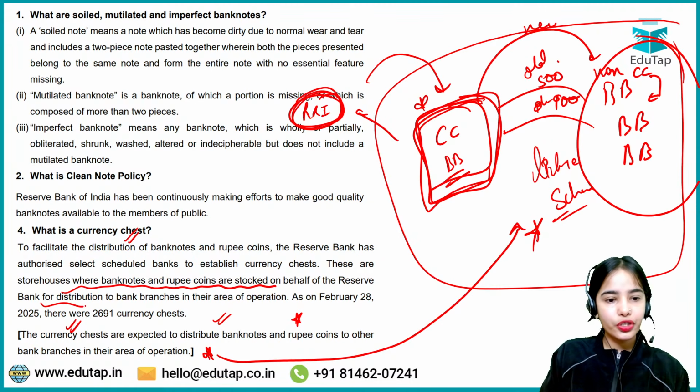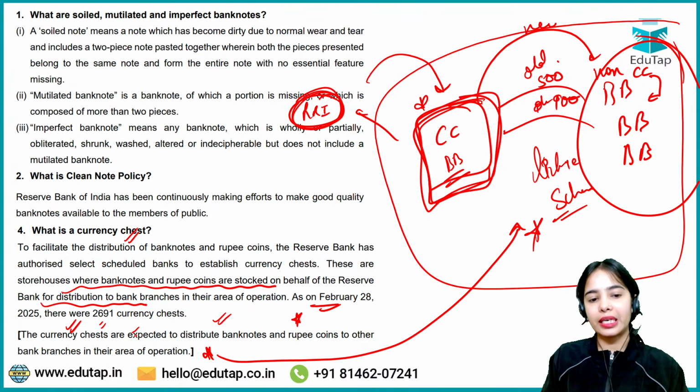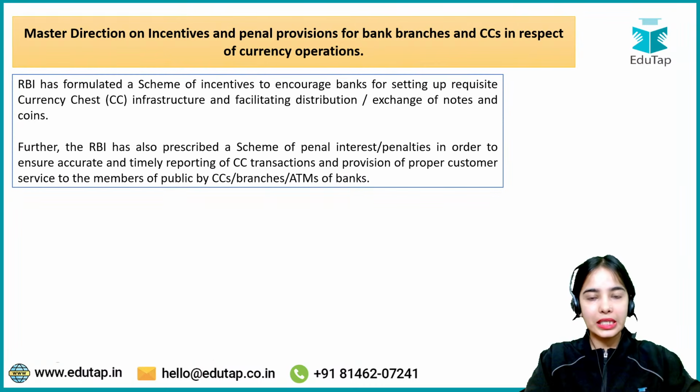Now, for distribution to bank branches: as on February 28, 2025, there were 2,691 currency chests, and currency chests are nothing else but authorized select scheduled banks. So moving forward, I hope the currency chest is clear to you now.